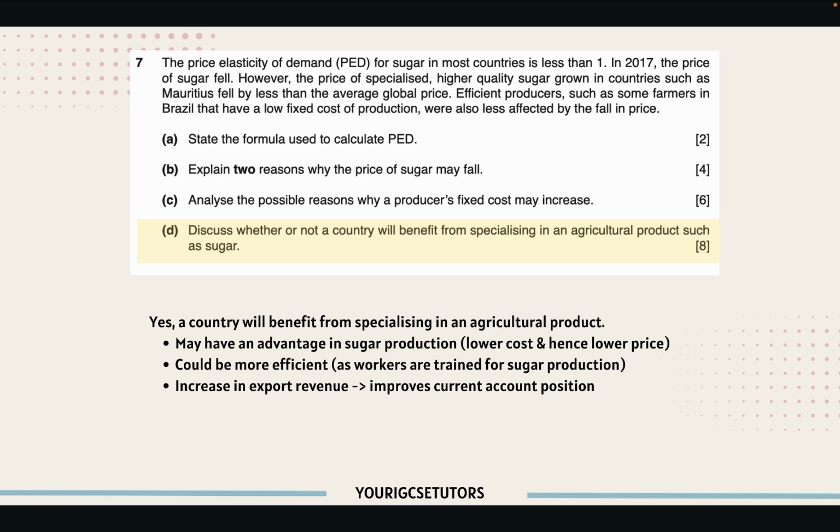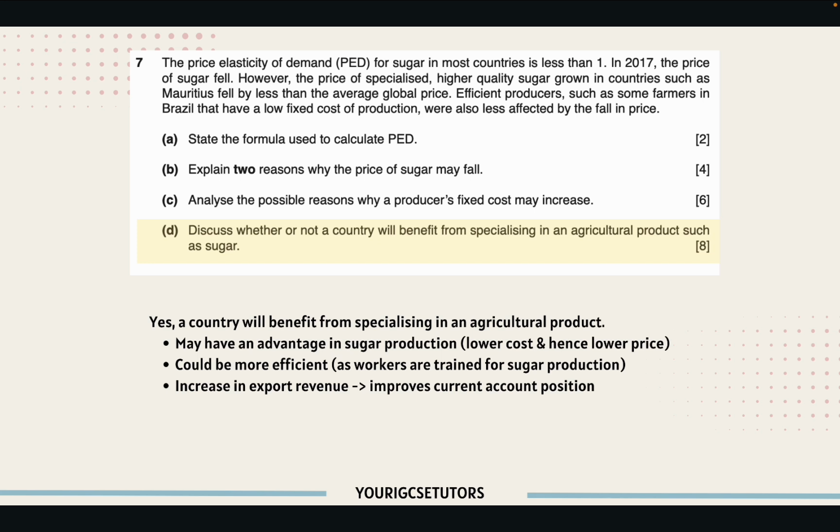Okay, question D. Discuss whether or not a country will benefit from specializing in an agricultural product such as sugar. Okay, so let's first discuss why the country may benefit from specializing in agricultural products. So the country could have an advantage in sugar production or just production of agricultural goods, and this leads to lower production costs and a lower price can be charged to consumers.